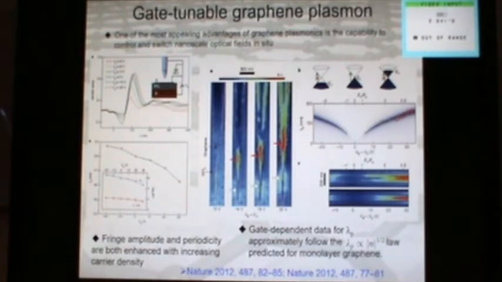And you can see that the fringe amplitude and periodicity are both enhanced when you increase the gate voltage. Increasing gate voltage increases carrier density. As a result, the amplitude will be increased. And the periodicity, it means the line width, becomes broader. As a result, in the real space picture, you can see that the hotspots are moving forward because you have larger wavelengths. And this gate-dependent data for wavelengths follows this formula. The plasmon wavelength is proportional to n square root, as predicted in monolayer graphene.